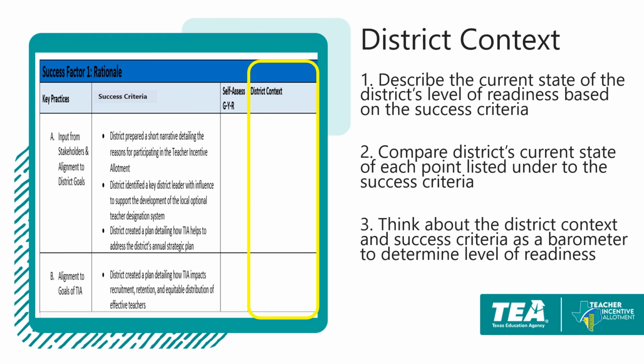The second thing that we're going to do is to compare the district's current state of each point line by line, and then we're going to measure it up against the success criteria that we see. And we're going to do this almost as if we're using the success criteria as a barometer for where the district context should be. So when you think about the district context and the success criteria, I want you to think of it as a barometer in order for us to determine how ready they are for each of the success criteria mentioned.